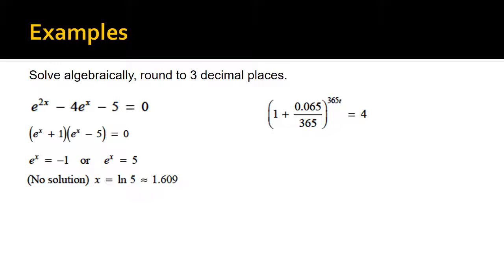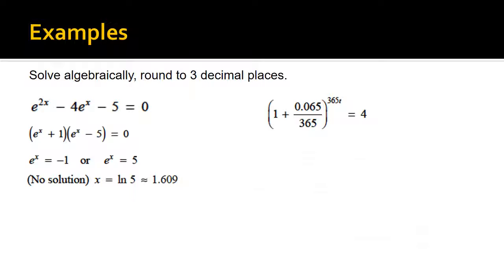There is no solution to e to the x equals -1 because you can't raise a positive number to any power and get a negative. E to the x equals 5, we're going to take the natural log of both sides to cancel the e, and that gives us 1.609.